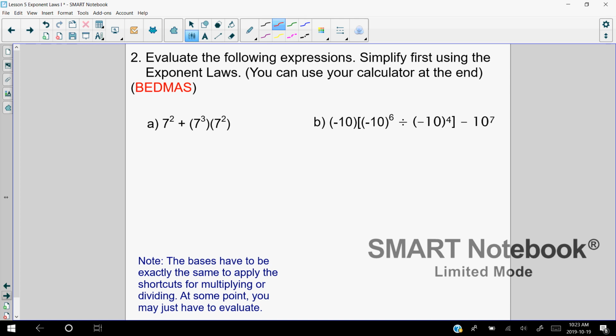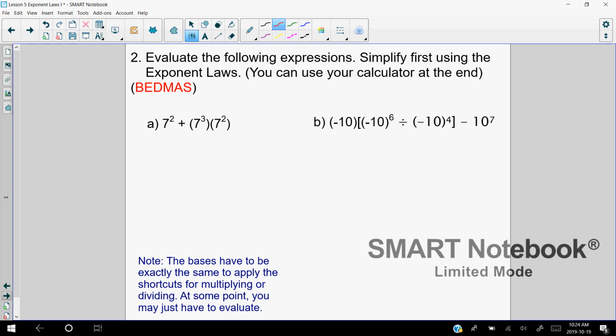Okay, evaluate the following expressions. Simplify first using the exponent laws. You can use your calculator at the end to check. All right, 7 to the power of 2 plus 7 to the power of 3 times 7 to the power of 2. So I see BEDMAS. I think, okay, I need to do brackets first, but inside my brackets, I just have 7 to the power of 3 and 7 to the power of 2.